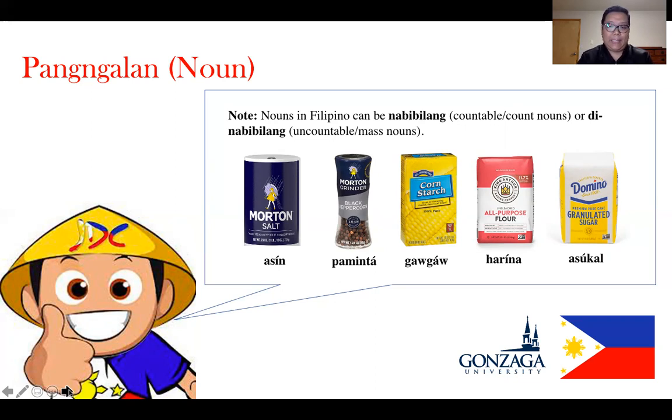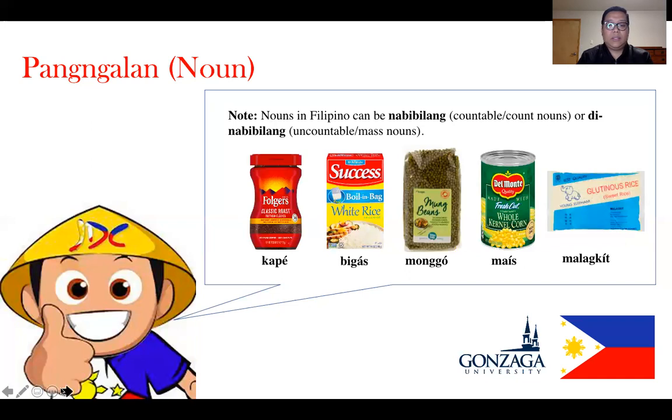mass nouns, okay? So here we have asin for salt, paminta for pepper, regardless if it's ground or peppercorn. Okay, so you say paminta. Gawgaw, okay, it means starch. Harina for flour. Okay, and for sugar, we call it asukal. Okay, you also have coffee, kape.